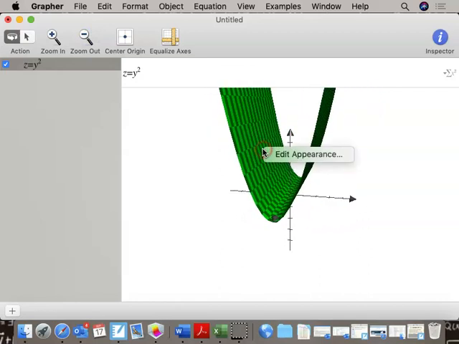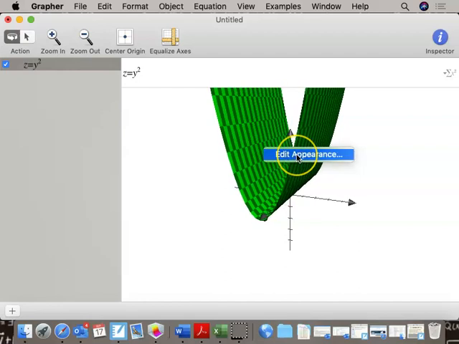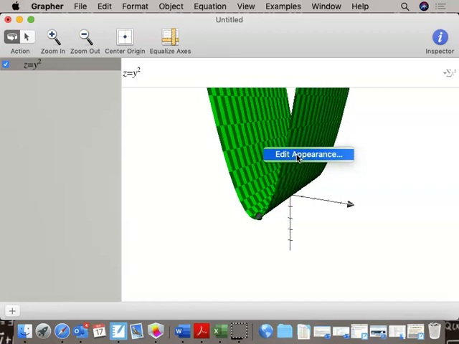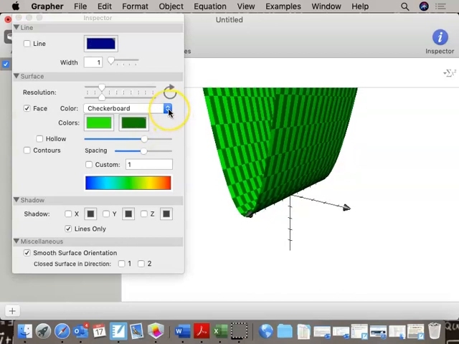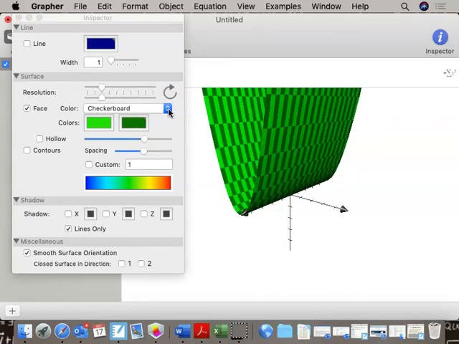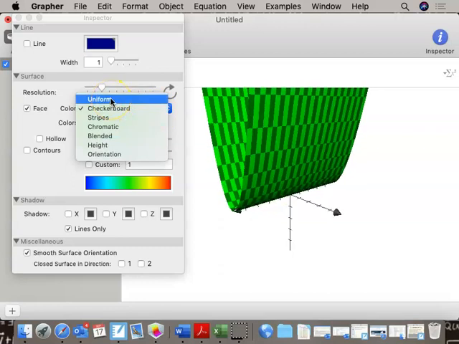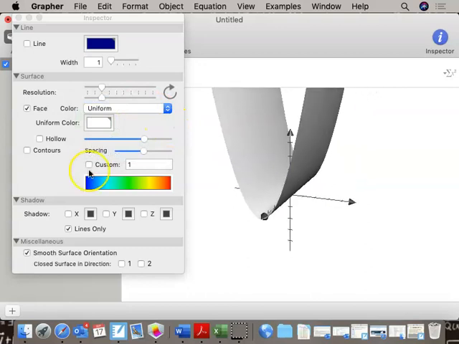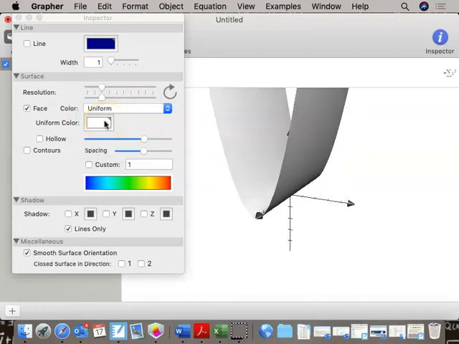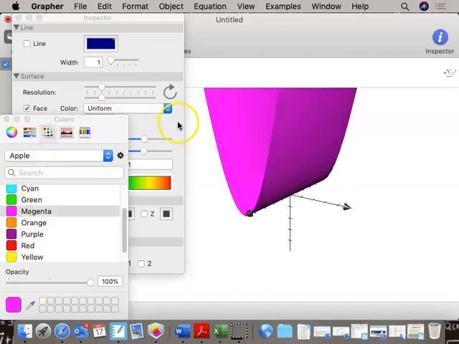If you right click or double click, you can pick edit appearance. And so you can turn the checkerboard off and instead have it be uniform or stripes or whatever you want. I tend to like uniform better. It's hard to see gray, so then you can change your uniform color to be whatever color you want, right?